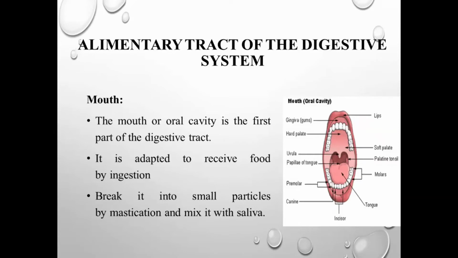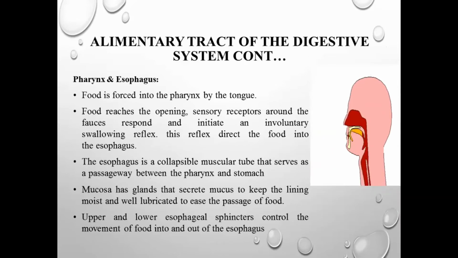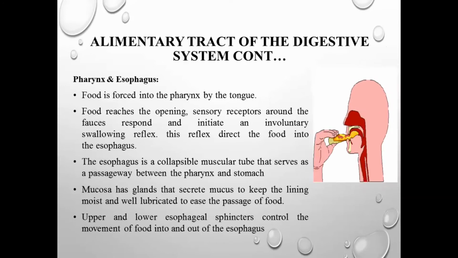Okay. The mouth is the oral cavity. It is the first part of the digestive tract, and it is adapted to receive the food by ingestion, then break it into smaller particles by mastication and mix it with the saliva. The process of chewing we call mastication. The next is your pharynx and the esophagus.